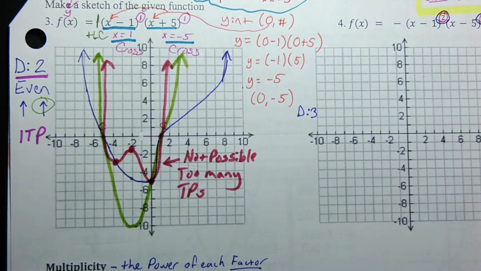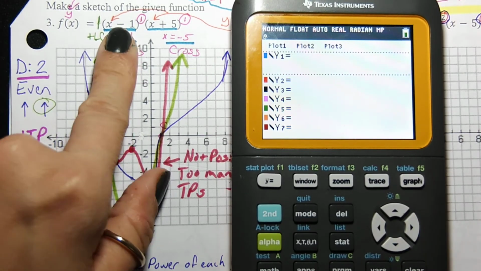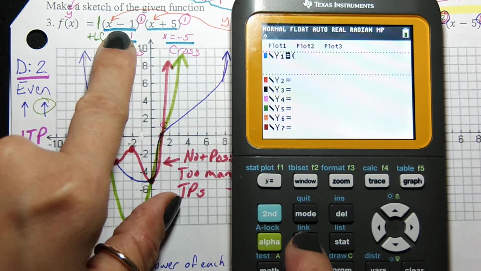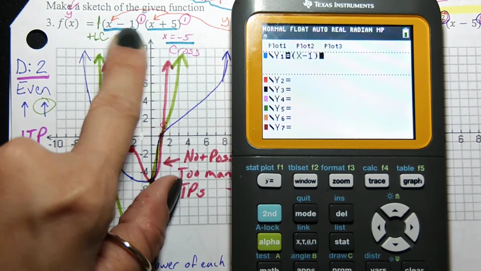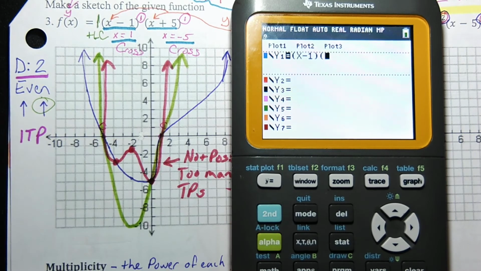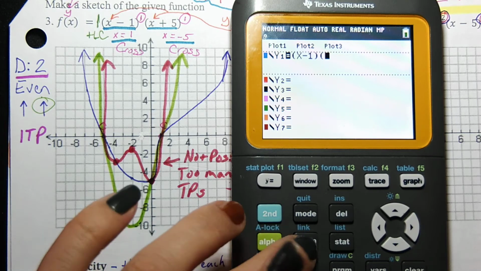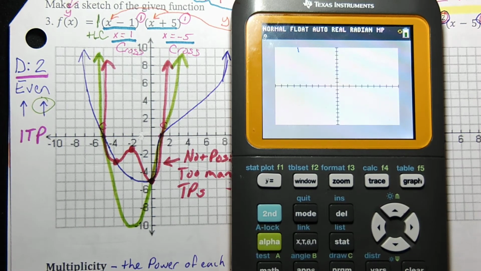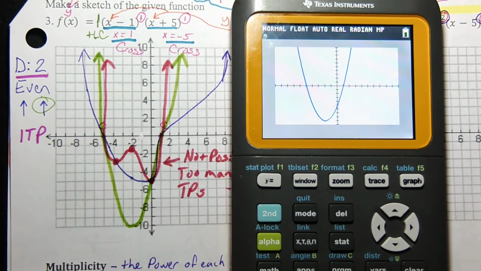Too many turning points. Now, what's nice about this is we can check ourselves on our calculator and see exactly what this should look like. So if I go to my y equals and type this sucker in, we would do parentheses, x minus 1, close off the parentheses. You don't have to put the multiplication sign in between those parentheses. It's implied on paper. It's also implied on the calculator. X plus 5. And if I hit graph, we see that that green one that I drew is pretty darn close to what the actual graph looks like.